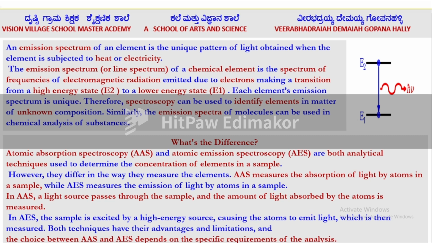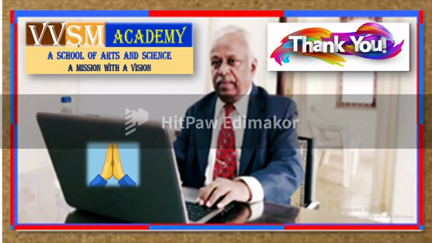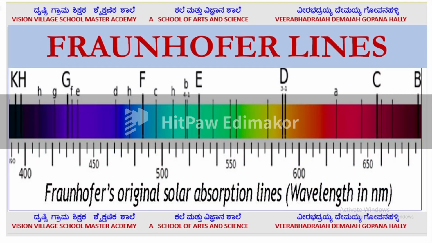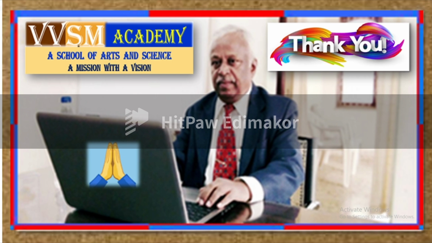For example, AAS is atomic absorption spectroscopy, and AES is atomic emission spectroscopy. Both are analytical techniques used to determine the concentration of elements. We'll discuss those things later in the forthcoming classes.